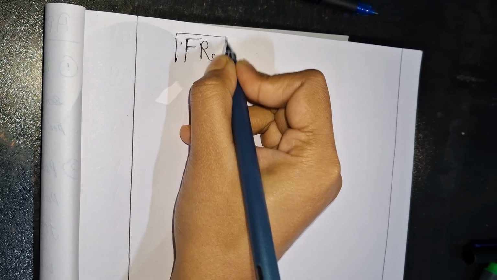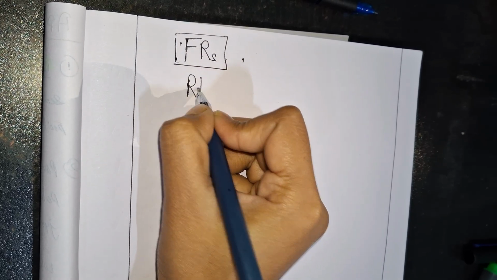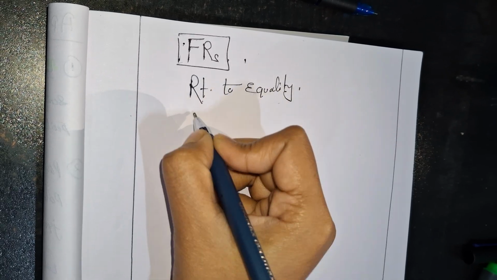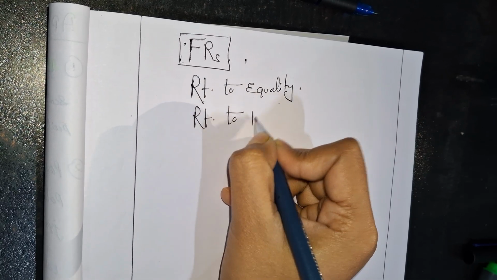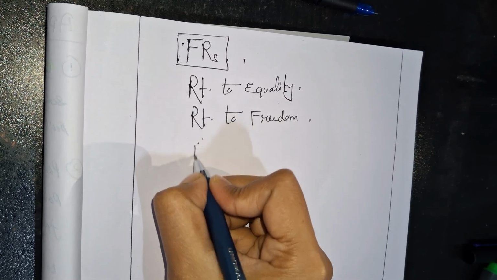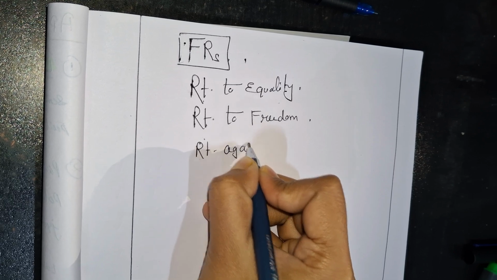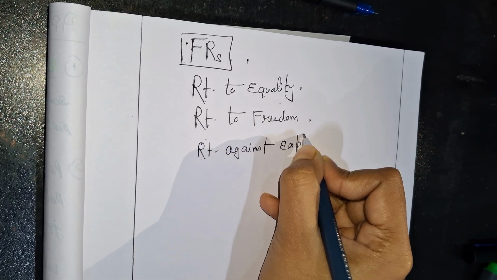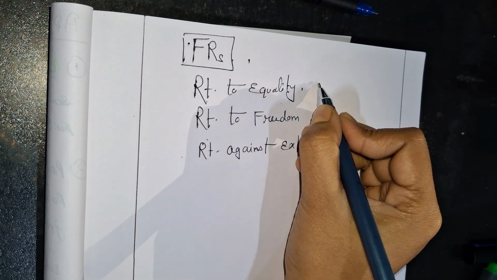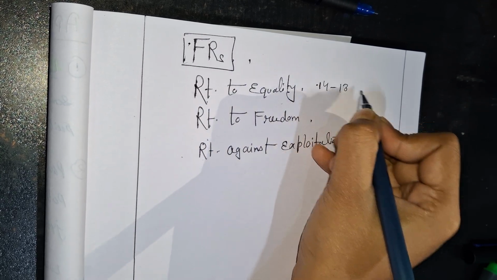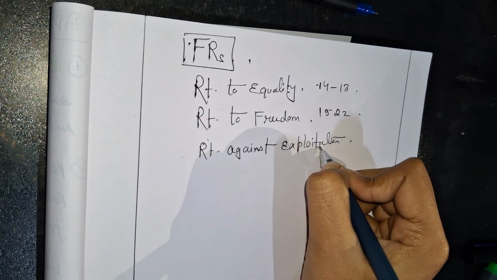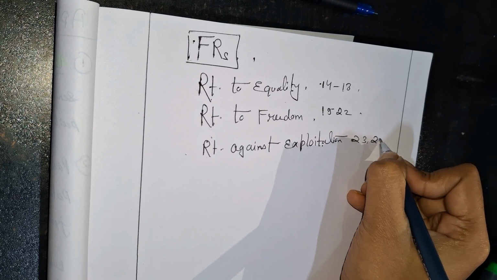In the last video we saw the fundamental rights, in which we read Right to Equality, Right to Freedom, Right against Exploitation. Right to Equality is Article 14 to 18, Right to Freedom is Article 19 to 22, Right against Exploitation is Article 23 and 24.